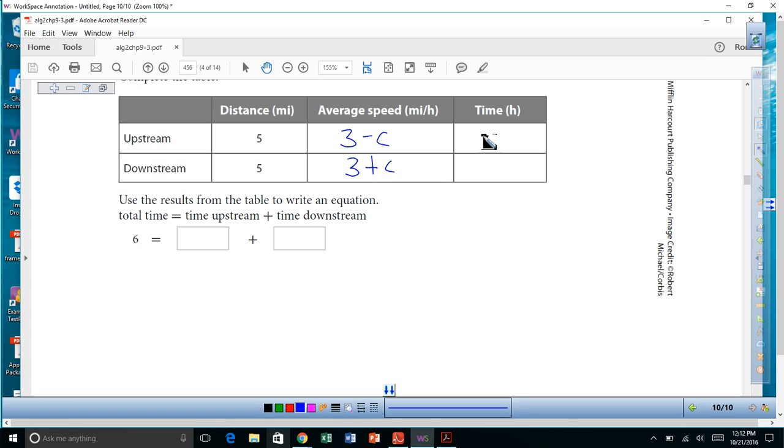Now, what about the time? Well, let's see here. Her distance was 5, and then her average speed was 3 minus C. And remember we said time was the distance divided by the rate on the other page. So that's where I'm getting this. And then you got 5 over 3 plus C. Use the results from the table to write an equation. So you've got upstream, that would be 5 over 3 minus C. And downstream would be 5 over 3 plus C.